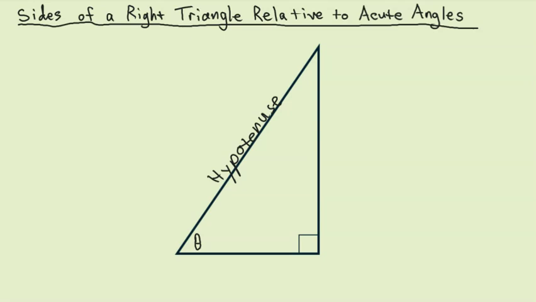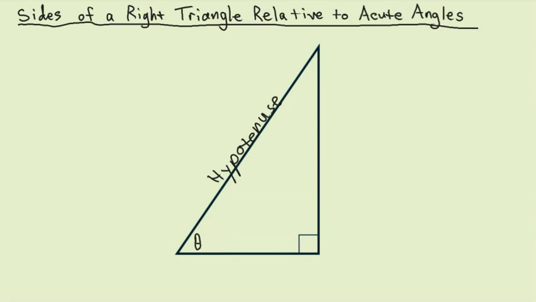But the legs, we can call them leg 1 and leg 2. Sometimes we call them A and B. But we really want to start talking about the legs in terms of their orientation to one of the angles. So this leg compared to theta, and this leg of the right triangle compared to theta.